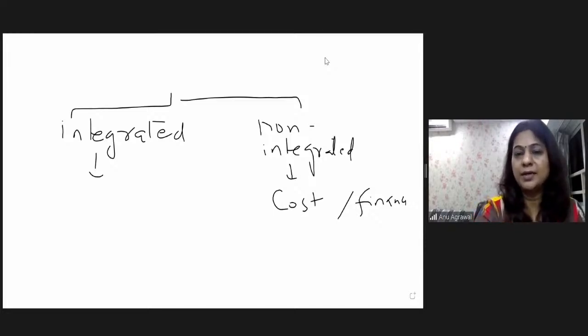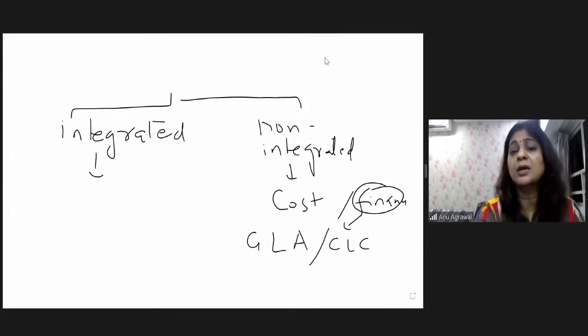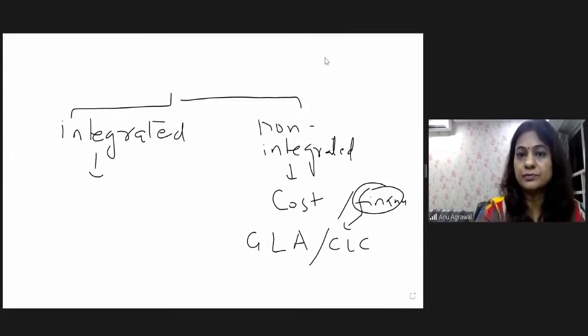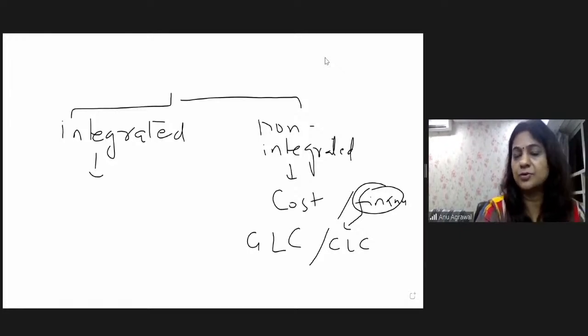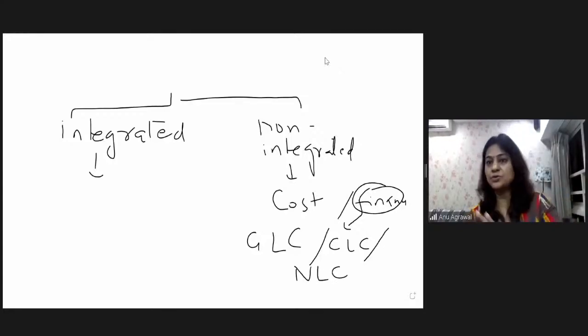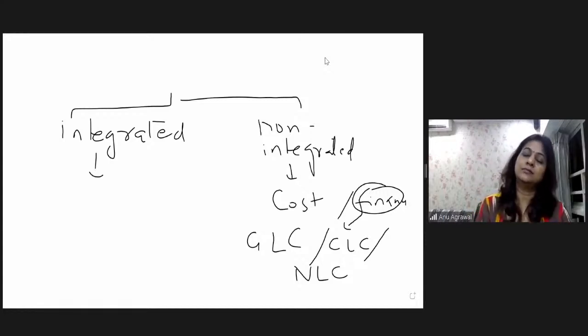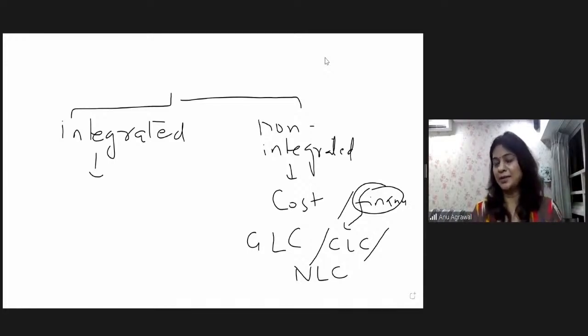So in non-integrated, for any finance item, I prefer to use the word general ledger adjustment account, or you can say cost ledger control account. I like to use the word general ledger control account or cost ledger control account or nominal ledger control account. I can use any word. Non-integrated means costing entries are kept separate and finance items are kept separate, right? So that's known as non-integrated.